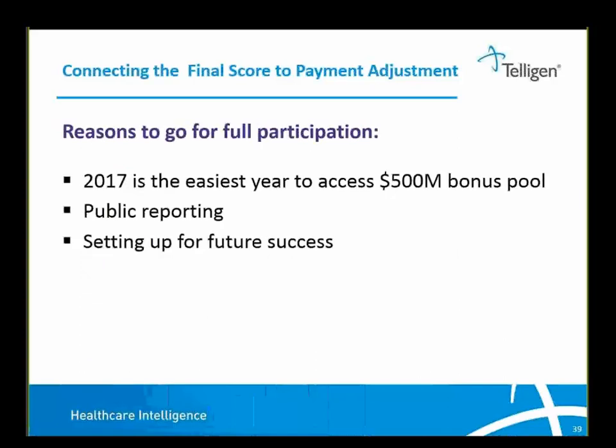Reasons to go for full participation. 2017 is going to be the easiest year to access the $500 million bonus pool. Anyway, that's what CMS predicts. Also, because of public reporting, this information is going to go up on Hospital or Physician Office Compare, and patients or beneficiaries are getting smarter and smarter, and they're going out and starting to compare which providers they're going to use. Also, it's going to set you up for future success.